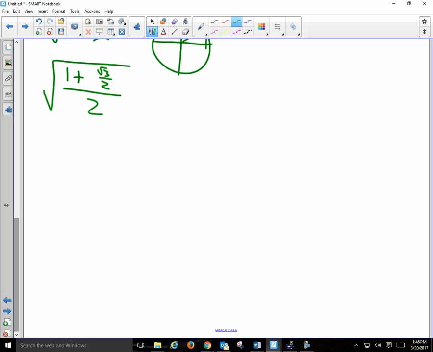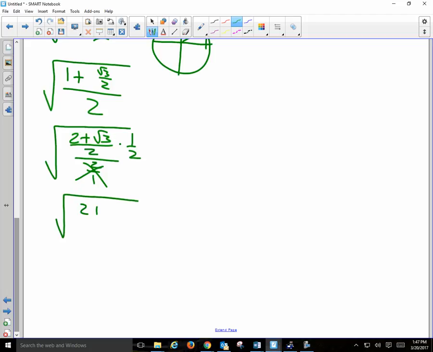So, I changed 1 to 2 over 2. And I got the square root of 2 plus the root of 3 over 2. So that's the top, divided by 2 over 1. Now what? Multiply by the reciprocal. All over 4.